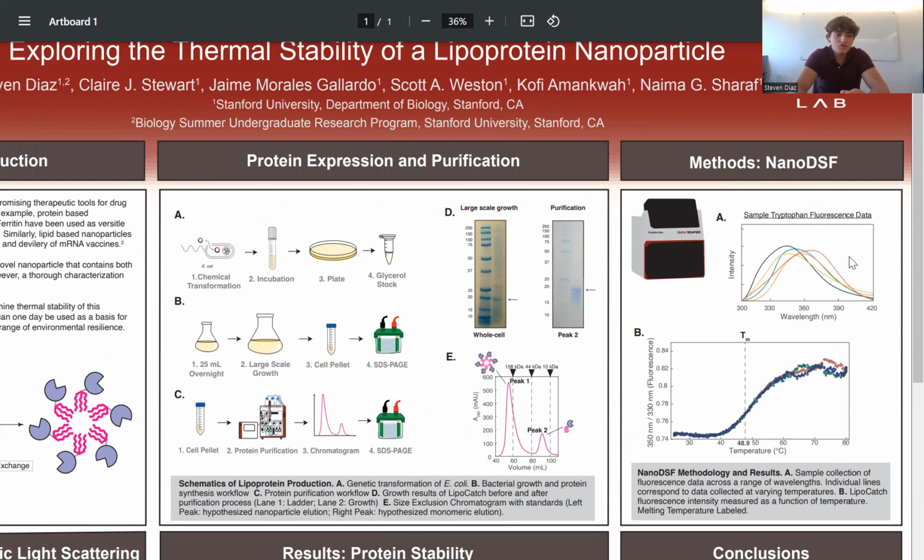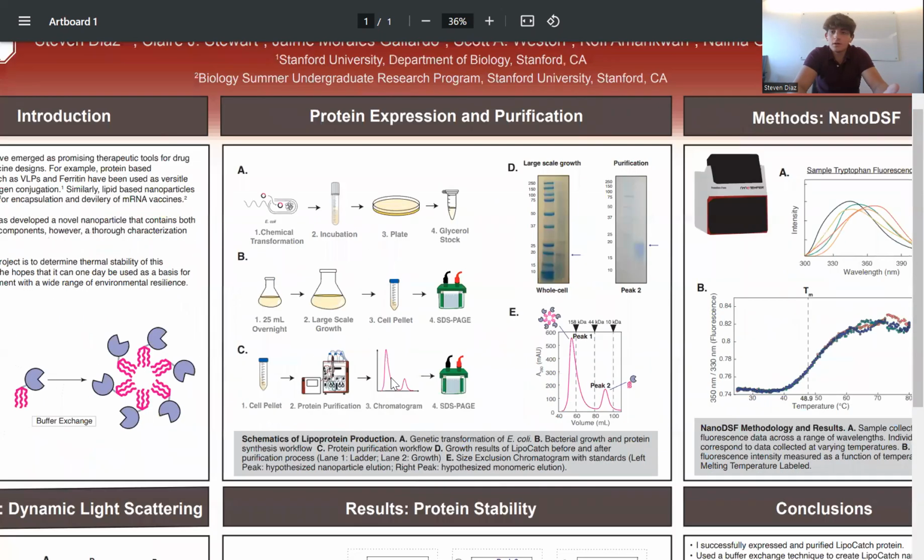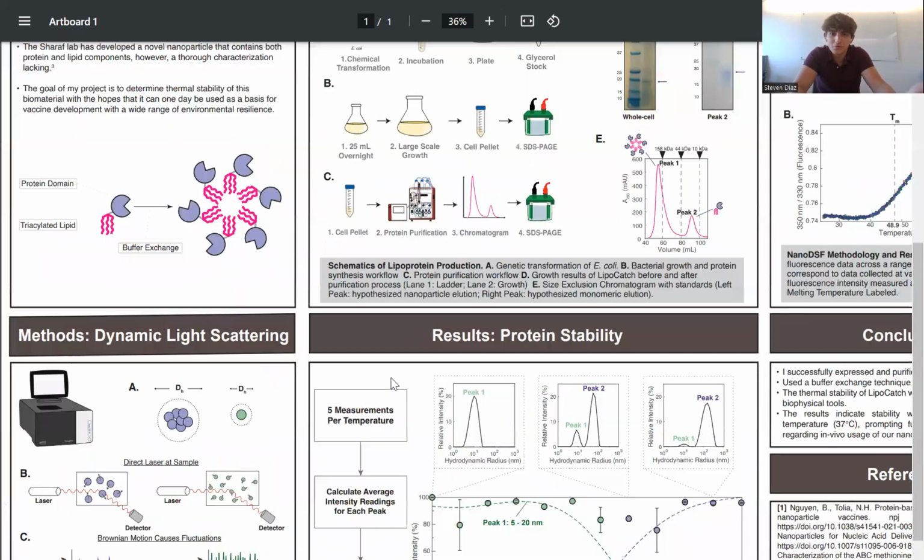A representative graph is shown here. On the x-axis is the temperature, and the y-axis is the 350 to 330 nanometer fluorescence ratio. As temperature increases, we detect a change in the fluorescence ratio with an inflection point of around 49 degrees Celsius. This suggests that the shape of our sample composition is influenced by temperature, a suggestion that we will be further exploring further down in this poster.